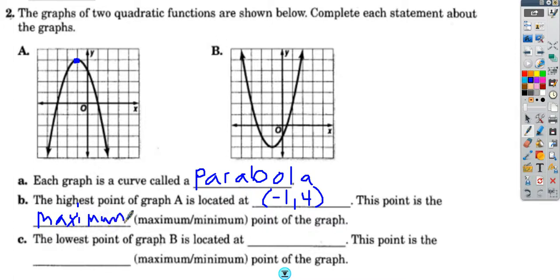Alright, it is a maximum because it is the highest point on graph A that you can go if you were to trace it.